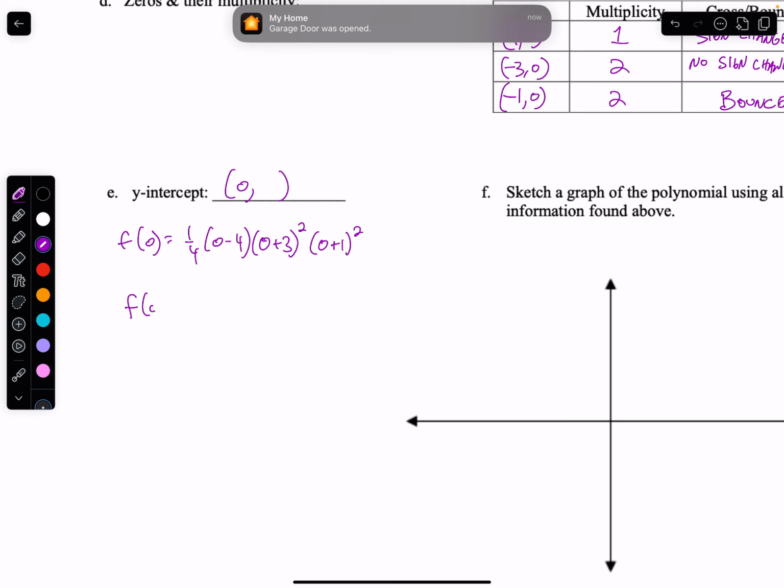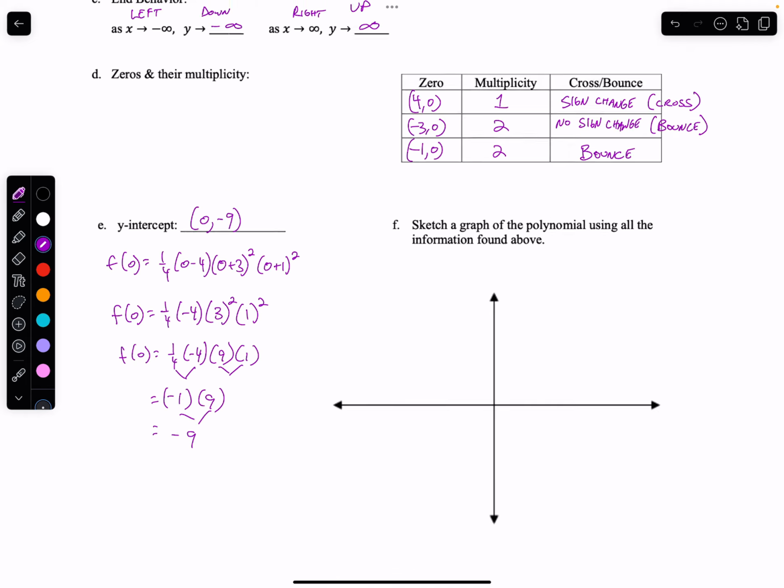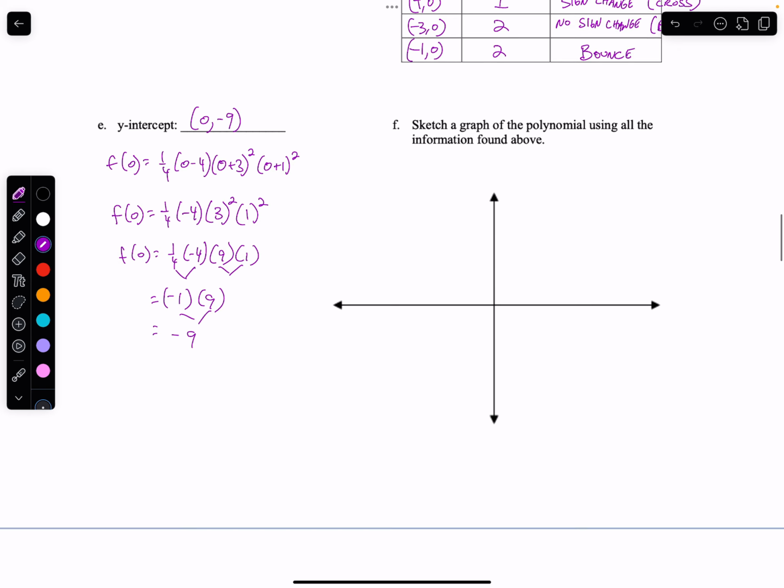So then I got 1/4 times -4 times 3 squared times 1 squared. F of 0 equals 1/4 times -4 times 9 times 1. Now I multiply these together, I get -1. I multiply these together, I get 9. I multiply these together, I get -9. So that's my y-intercept. So now we can sketch a graph.